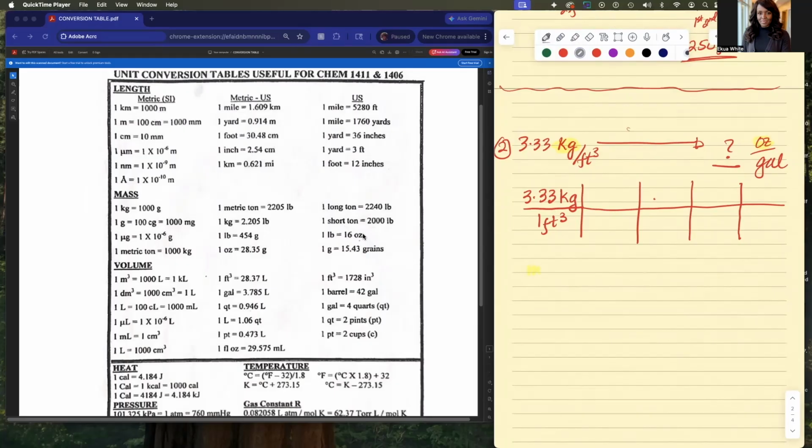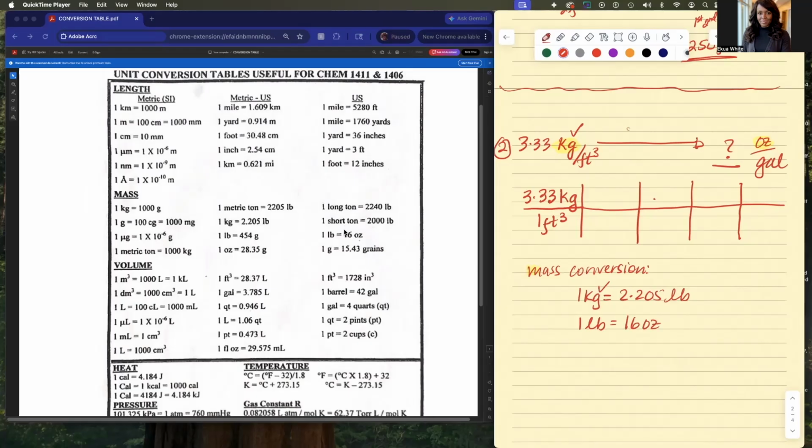Let me go back here and write this in red. For our mass conversion, because we notice that our numerator is a mass, I'm going to use 1 kilogram equals 2.205 pounds, okay? So that's this conversion right here. The kilogram maps up to the kilogram, and then the pound doesn't really map up to the ounce, so the pound is an in-between unit, an intermediate. So now I need a pound and an ounce, which I find right here. 1 pound is 16 ounces, okay?